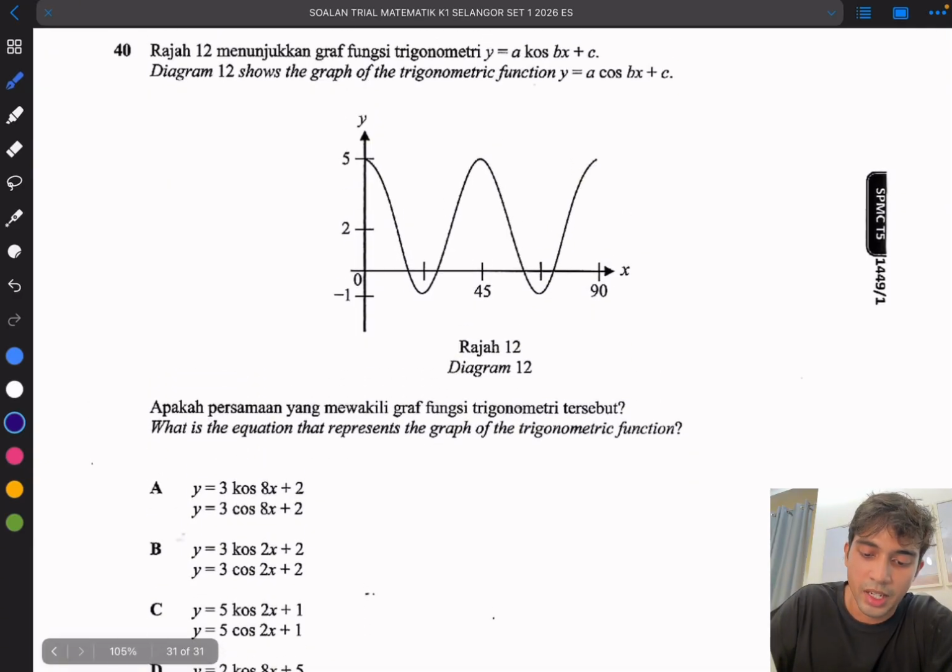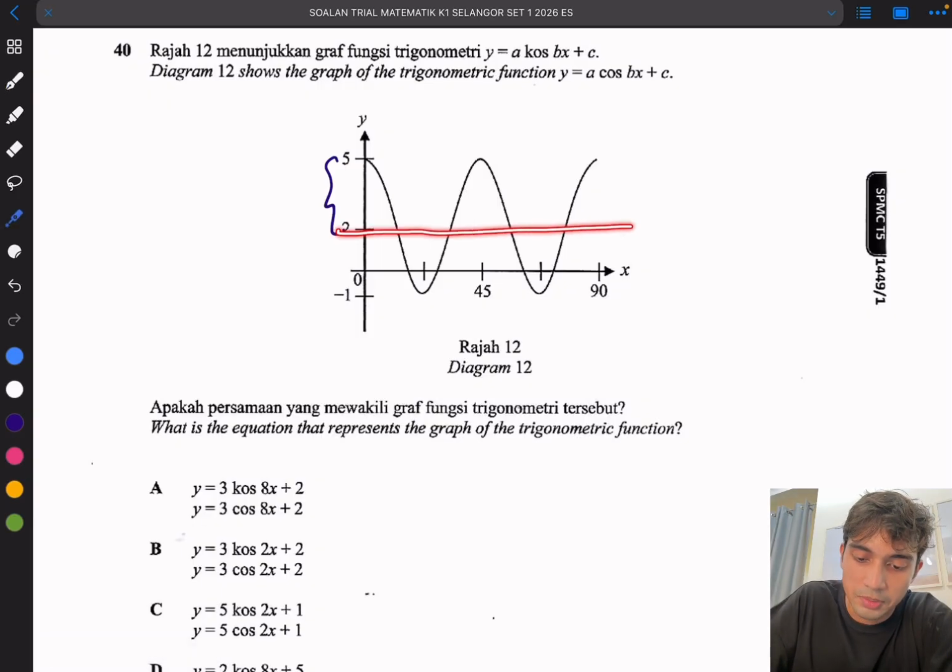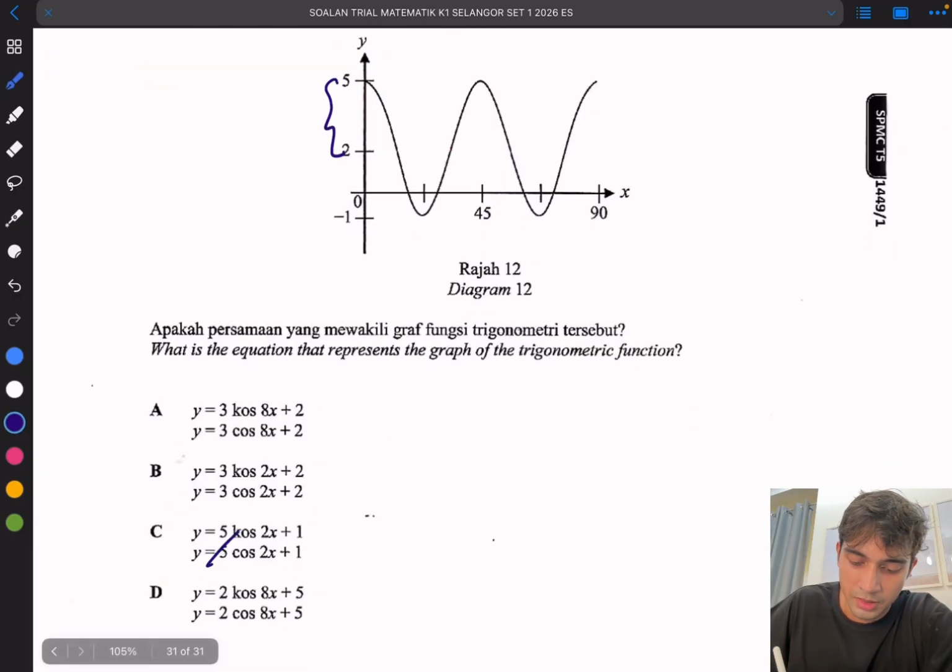First we can find the amplitude. Amplitude will be from the center to the top. So from 5 to 2 is 3. So the amplitude has to be 3. These two are wrong.